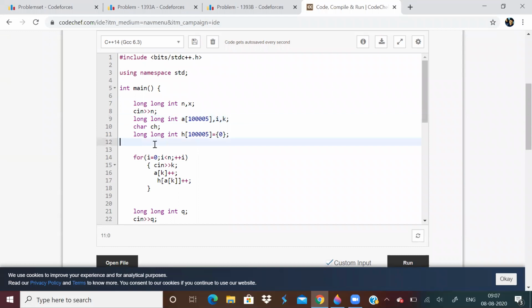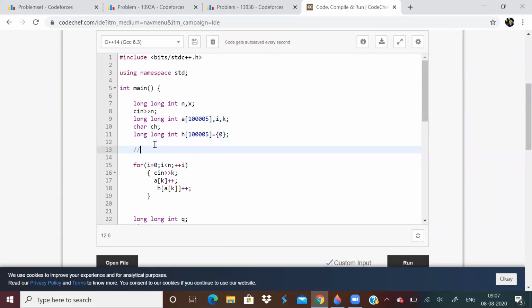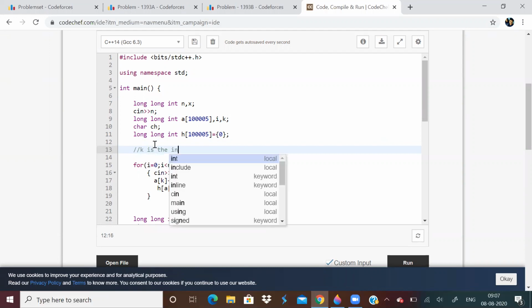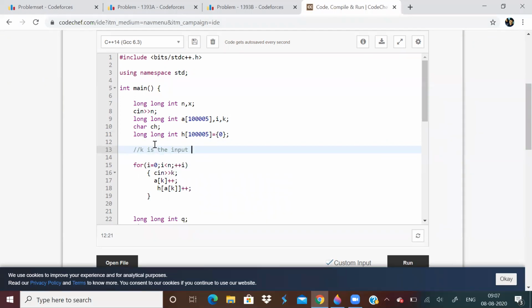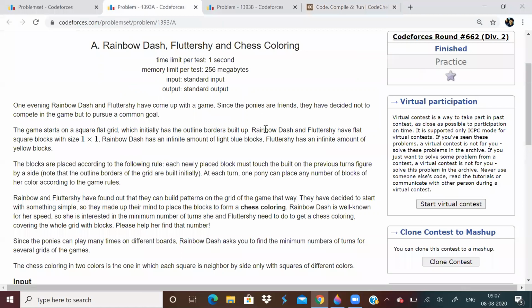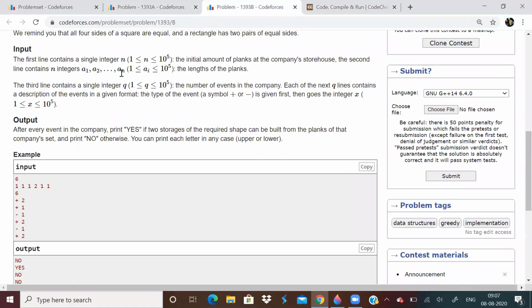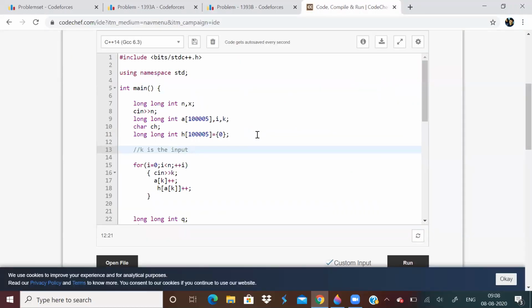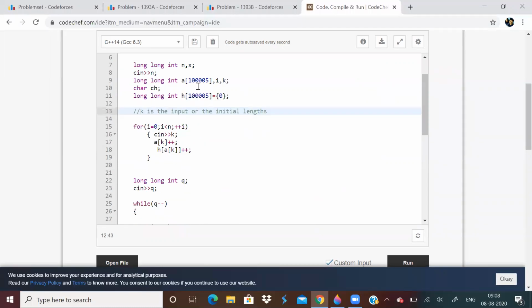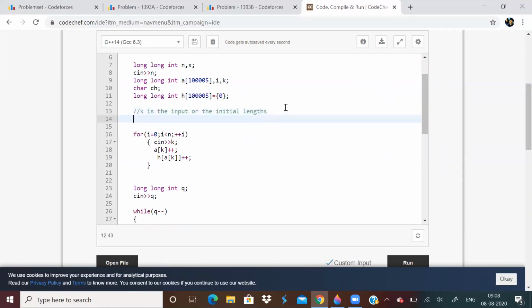See over here, K is the input. Which input? I'm taking K as the input for the array, the lengths of the Planck. K is the initial lengths. We take the input and now I have two arrays, A and H. Basically, what are these two?